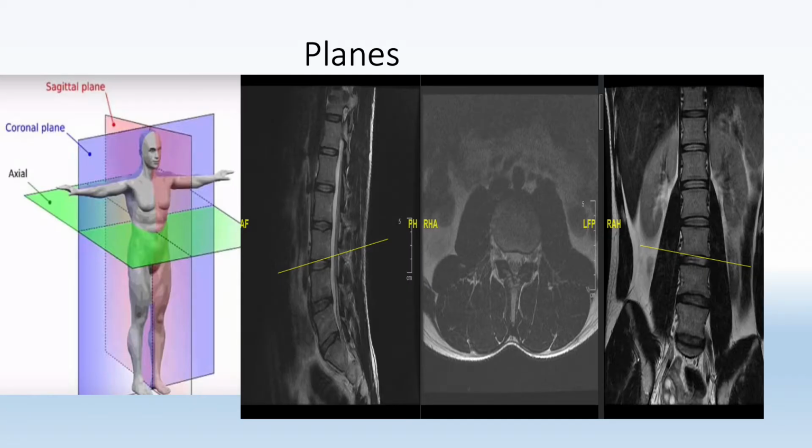There are 3 basic planes that you should know before you interpret an MRI. One is a sagittal plane. Next would be an axial plane. And then on your extreme right would be a coronal plane.